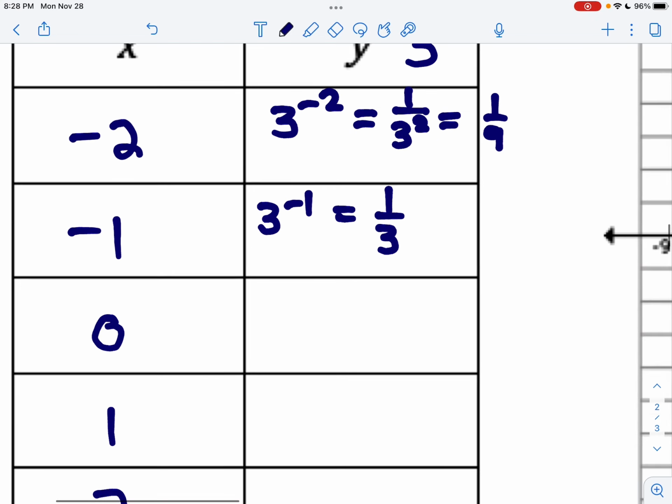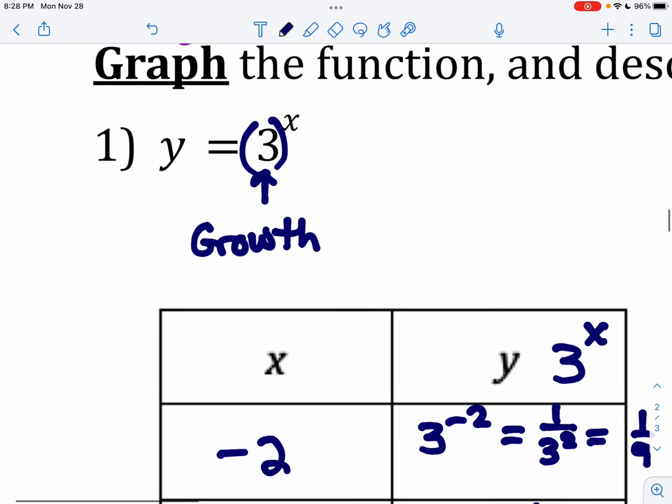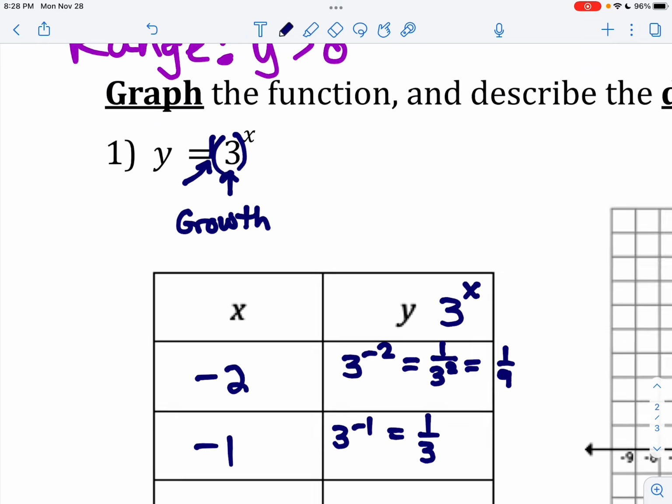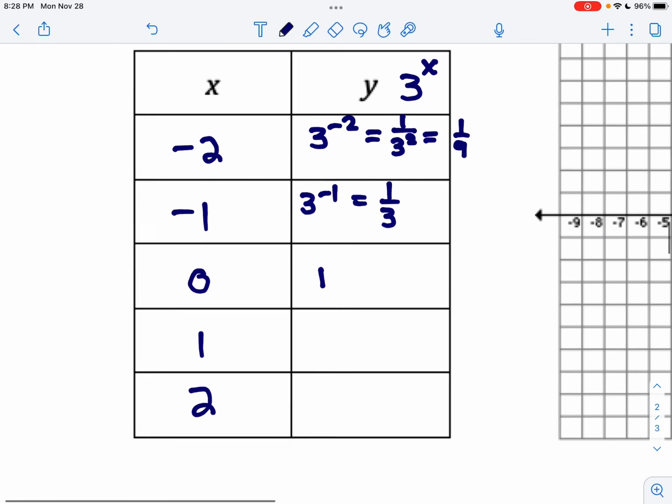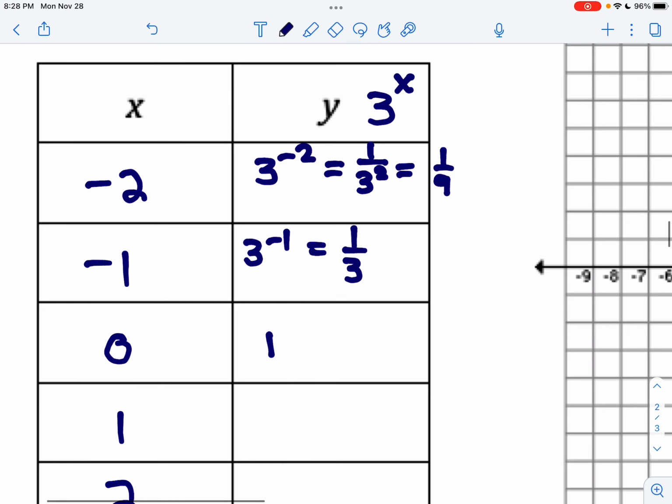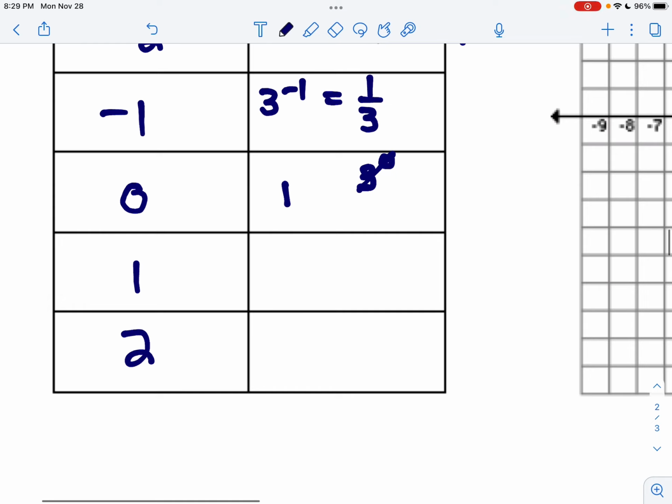0 is going to be 1, and I know that because my y-intercept is not here, but remember we assume that it's 1 because if there's nothing there for the a value, it's 1. If you forget, you could plug in 0 for x. Anything to the 0 power is 1. So that verifies that that is 1. 3 to the first power is just 3. 3 to the second power is 9.